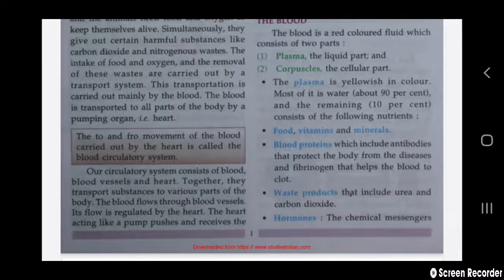The to and fro motion of the blood that is carried out by the heart is called the blood circulatory system. The to and fro movement means front and back movement: the blood will go and come back, and again it will be purified and go out. Like that, the to and fro movement happens in the heart, and this is called the blood circulatory system.